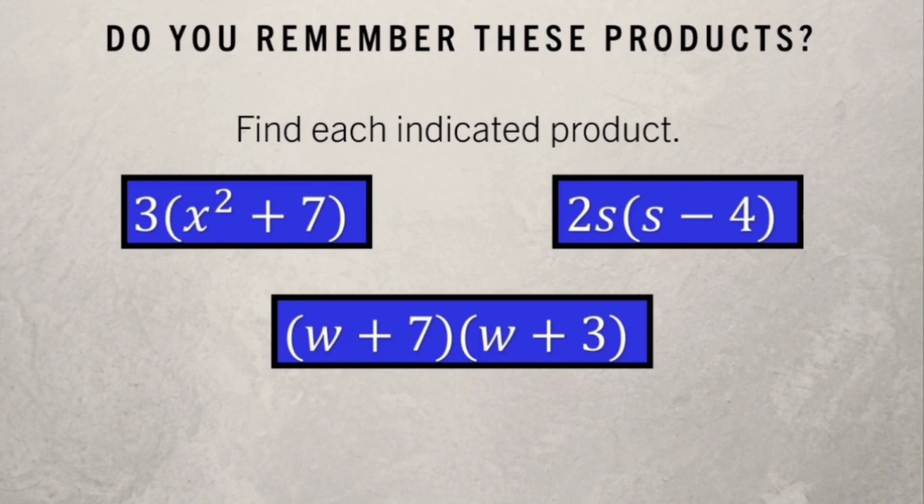Before we proceed in the discussion of the first lesson in the first quarter of grade 9, let's have an activity first. This activity is entitled, Do you remember these products? In this activity, you're going to find the product in each expression. We have three expressions in this activity. First, we have 3 multiplied by x squared plus 7, followed by 2s multiplied by s minus 4, and the third one is w plus 7 multiplied by w plus 3.